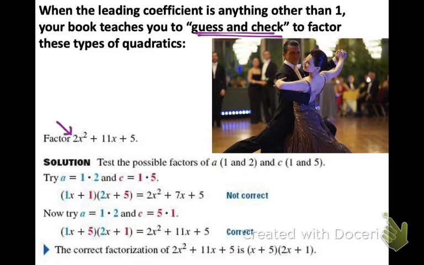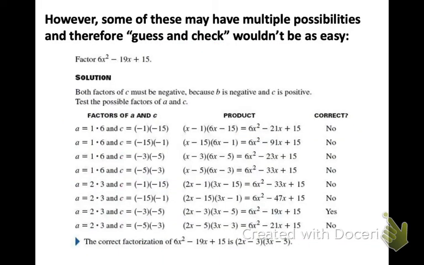That's how I was taught. But when our values are larger, because 2 and 5 are kind of small numbers, guess and check is not the easiest. So we're going to look at a more formulaic method, and it's called the 4-step factoring method.